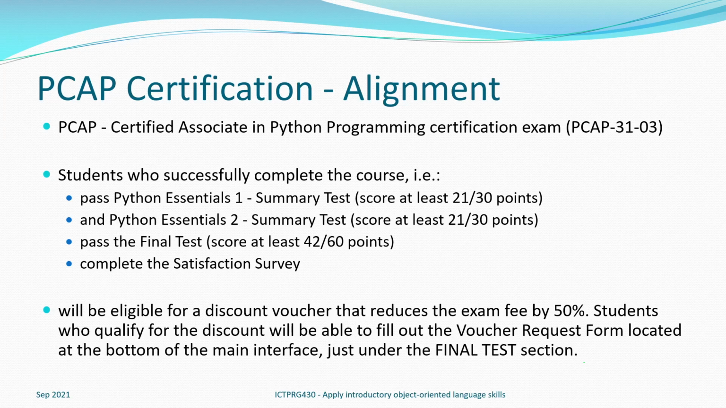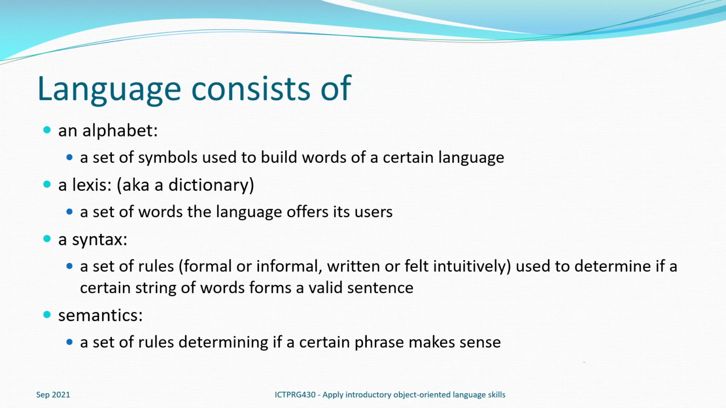Okay, so the 2 courses build up to a certification that you can take, which is PCEP 30-03, a Certified Entry-Level Python Programmer. This is done through a third-party testing center such as Pearson VUE, and if you do well enough within the summary tests, you'll get a lovely little discount of 50% off that exam cost if you're interested. Alright, so let's get into it.